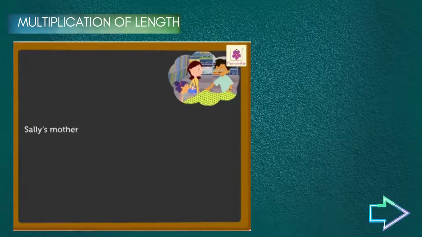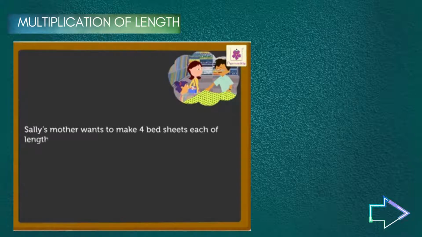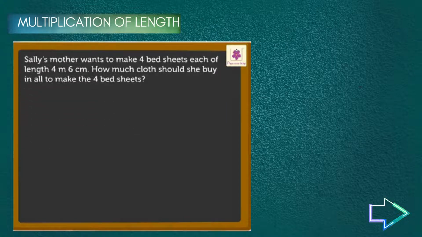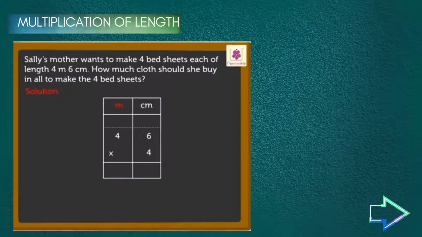Look, Sally's mother wants to make 4 bed sheets, each of length 4 meters 6 centimeters. How much cloth should she buy in all to make the 4 bed sheets? As you already know, we have to write the numbers in the meter and centimeter columns. We then first multiply the centimeters and then the meters like this.